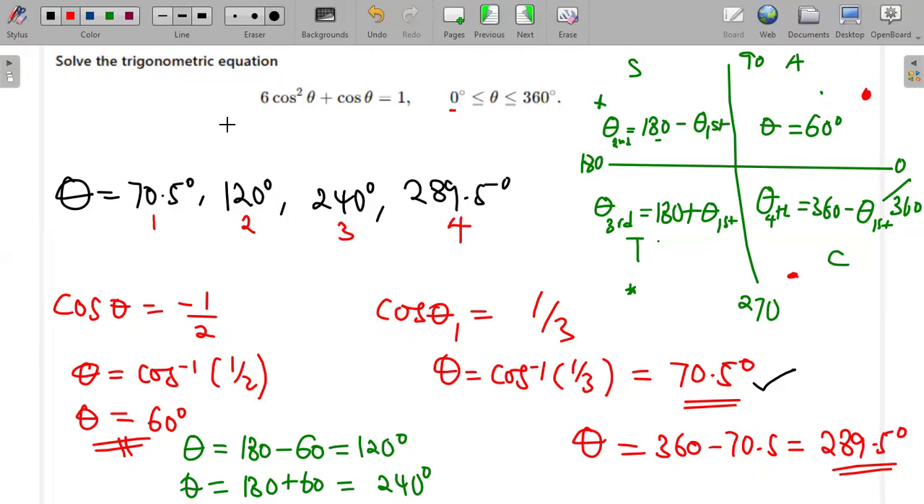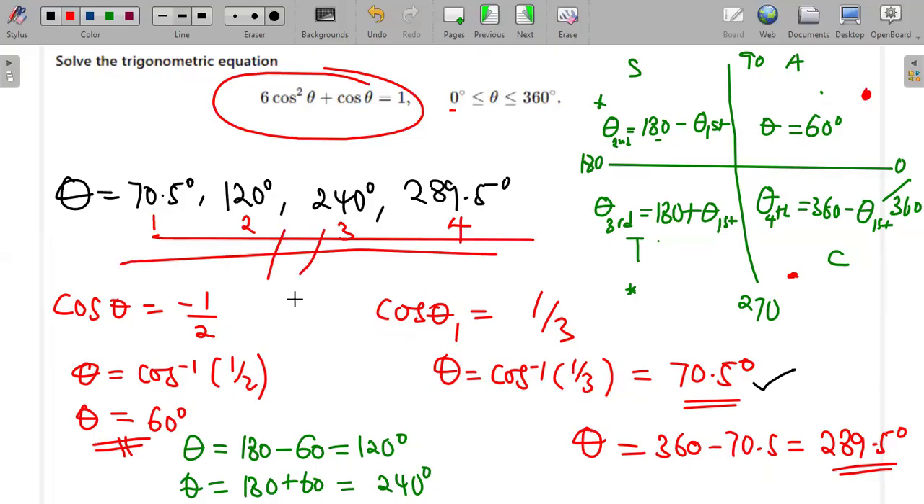So whenever you have a trig equation that has a squared, you are expected to find four answers. Okay, an answer in each of the four quadrants like that. So this is the answer here. So this is what you write as your final answer. Okay, so any questions there?